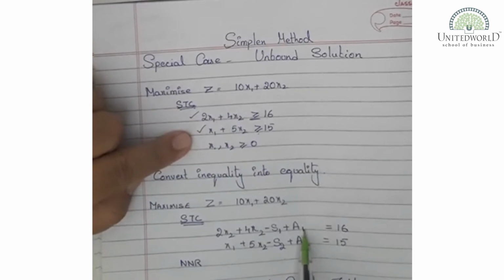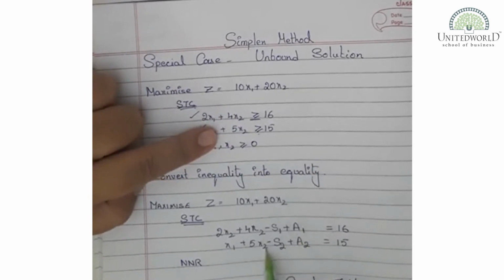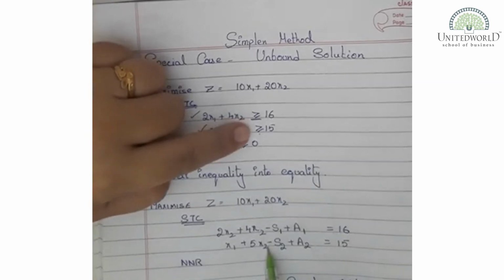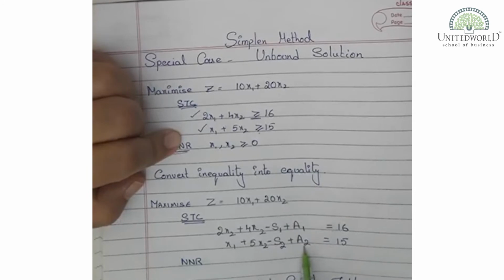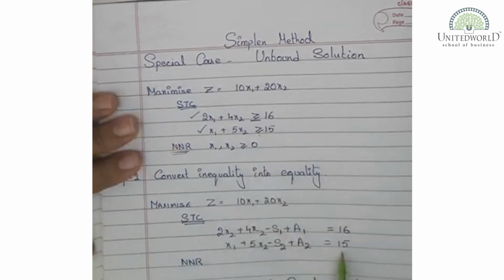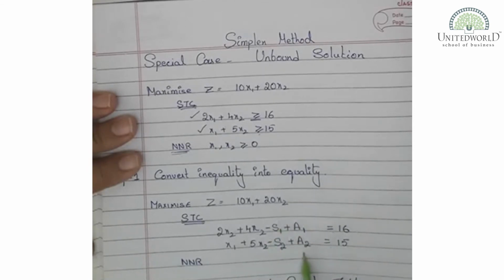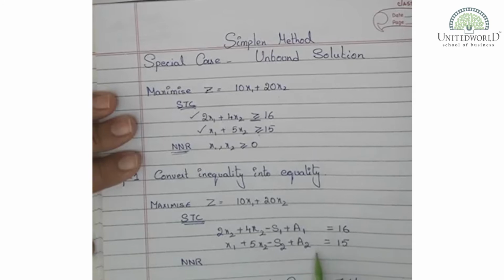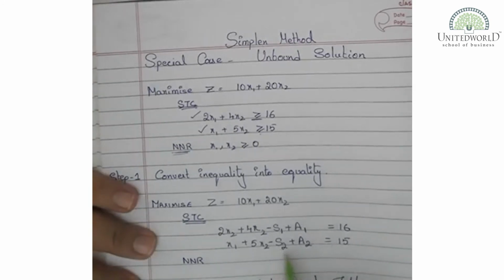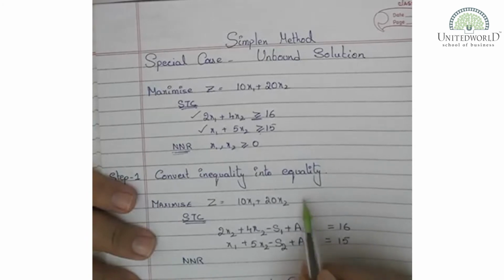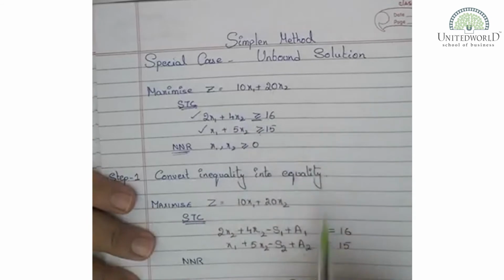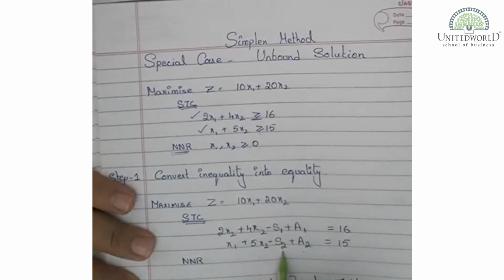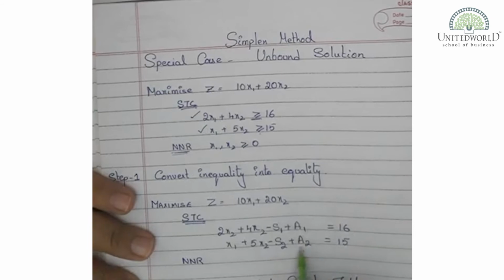Similarly, we went to the second constraint x1 plus 5x2. Because this constraint was also greater than or equal to type, we subtracted a surplus variable and added an artificial variable a2 and converted this inequality into equality. Now, once these two variables have been introduced in the STC, we have to see to it that these variables find their place in the objective function also. So, your objective function was 10x1 plus 20x2. Now, we have to make a place for s1, s2 surplus variables and a1, a2 artificial variables.